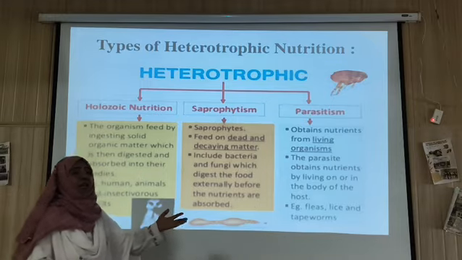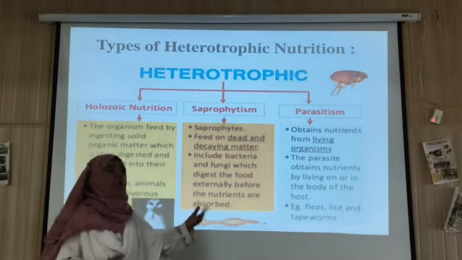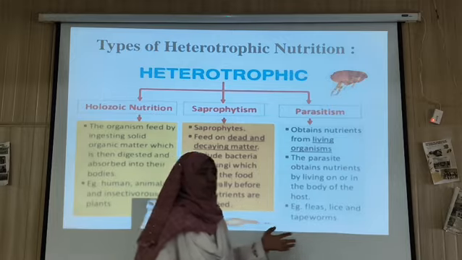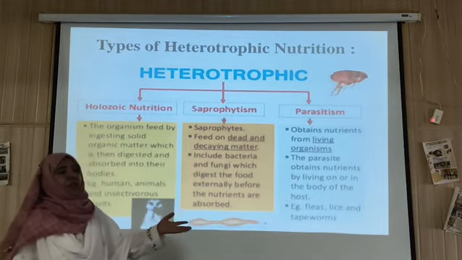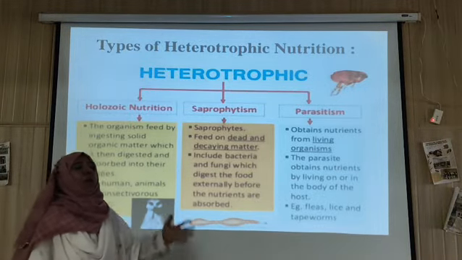In case of pitcher plants and Venus flytrap, they obtain their food from insects. They eat up insects and they fulfill their nitrogenous requirements with the help of insects. That is also a heterotrophic mode of nutrition. So that's all about these heterotrophic modes of nutrition.